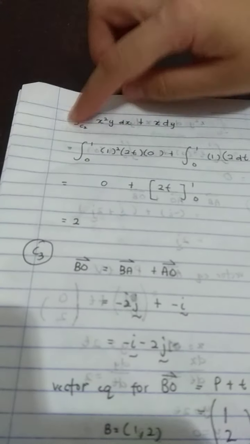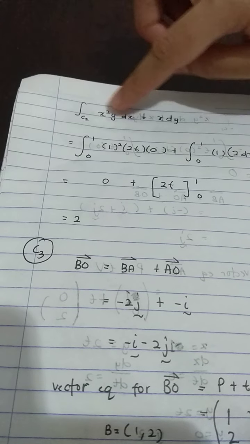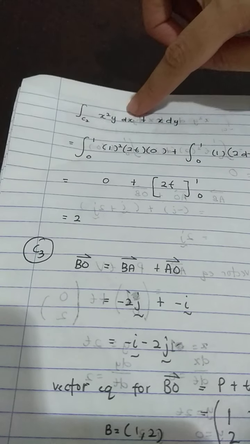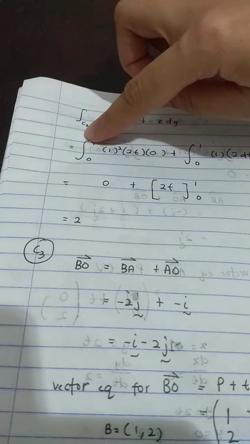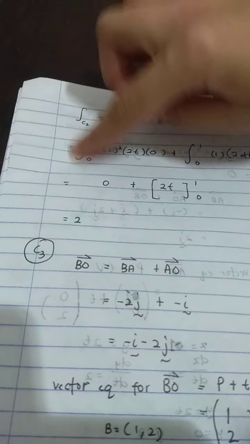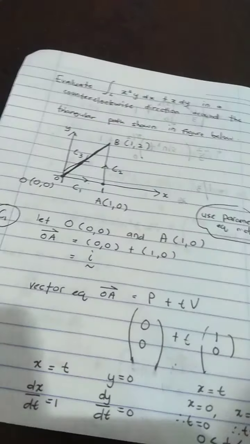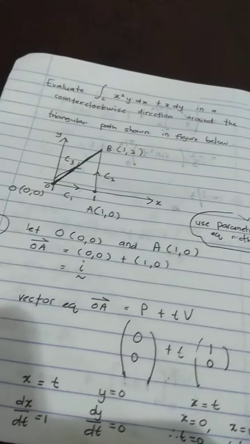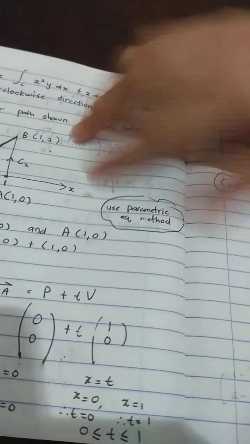Then back to the question. This is the integration that we need to solve. We substitute x, y, dx, and dy, and this is the interval of t to solve C2. Then we got 2.